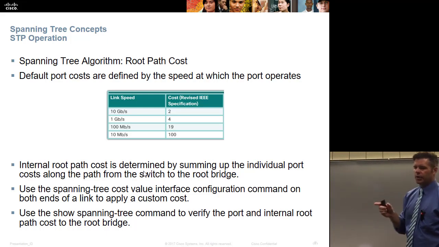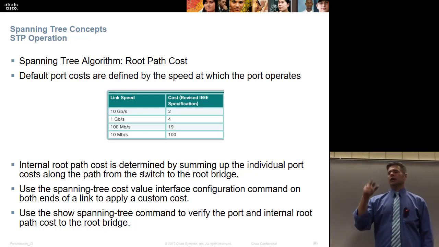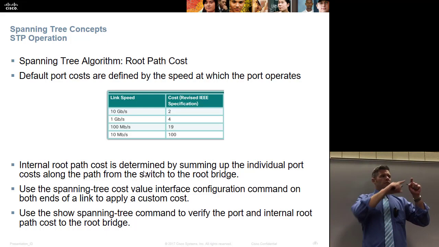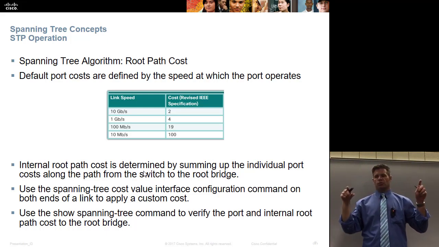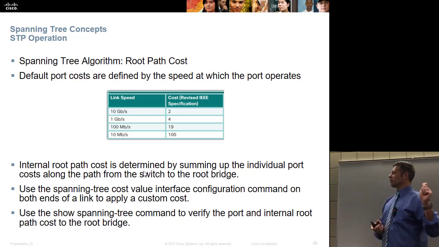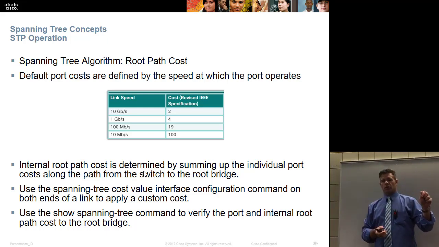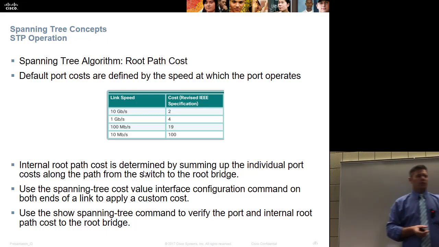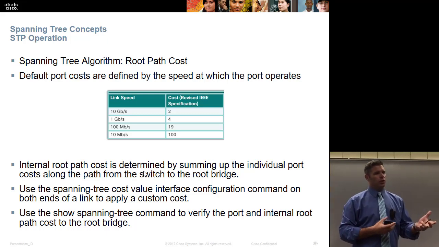But by summing up each of the port costs along the path, so you've got fast Ethernet on switch 1 to switch 2 to switch 3, you add up the costs of those links from whatever it is we're calling the root bridge. That's how we figure out what that path costs and whether or not we're going to leave that one up.